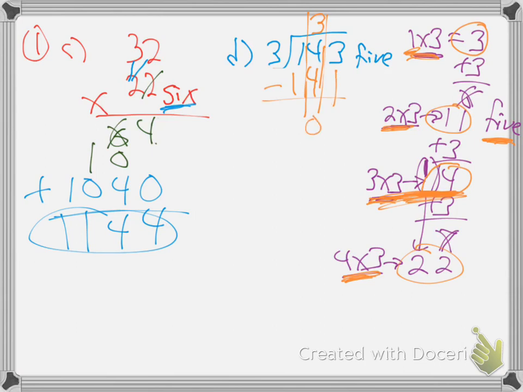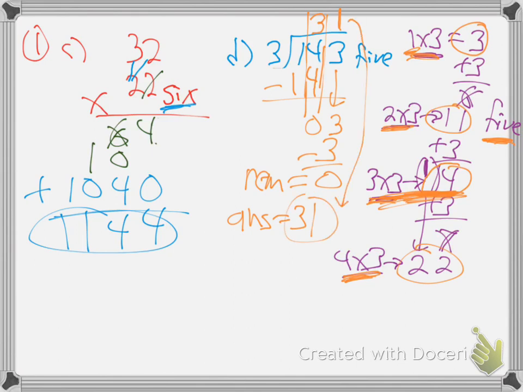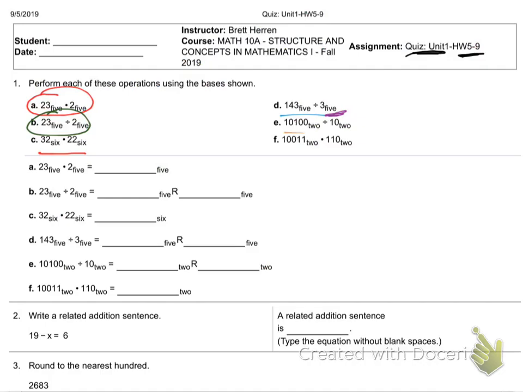Subtract, 0. Bring down the 3. How many times does 3 go into 3? 1 time. 0. So there's the remainder. And the answer is what's on the top there, 31, remainder 0. All right, that's another long division.